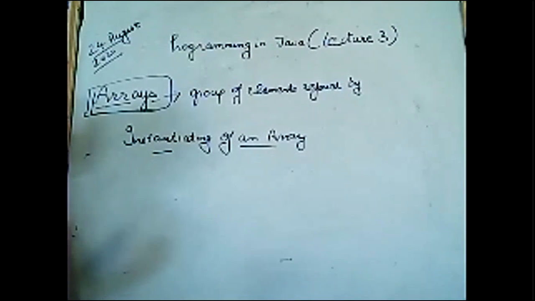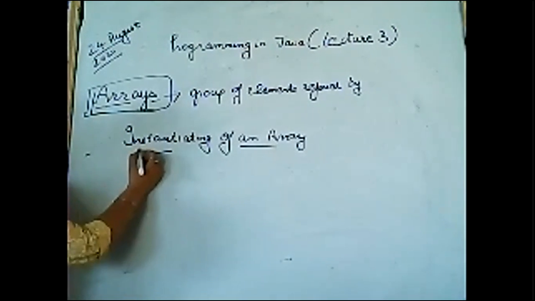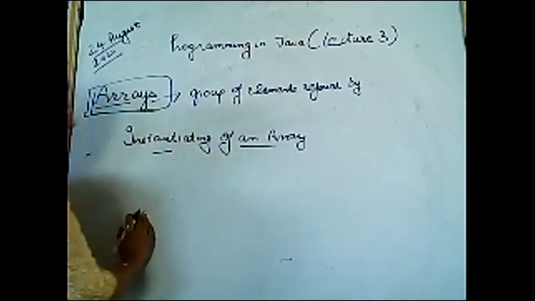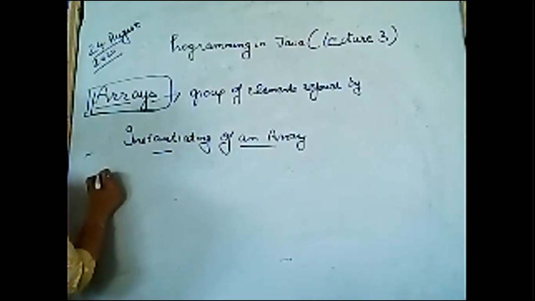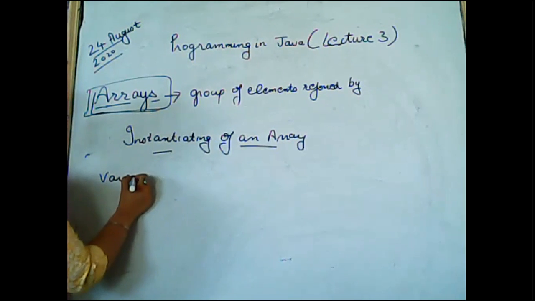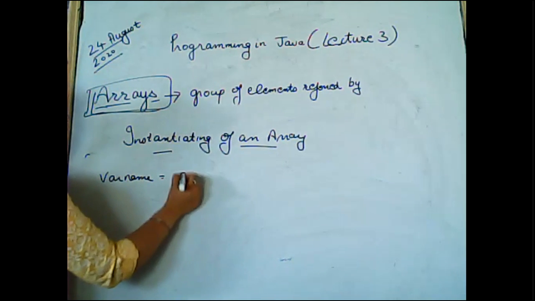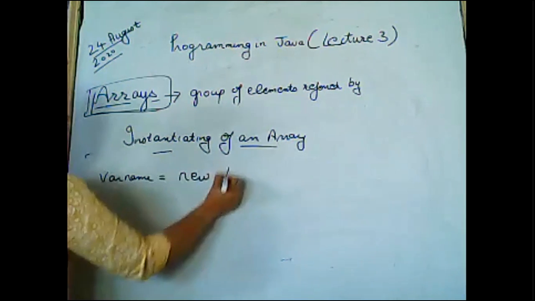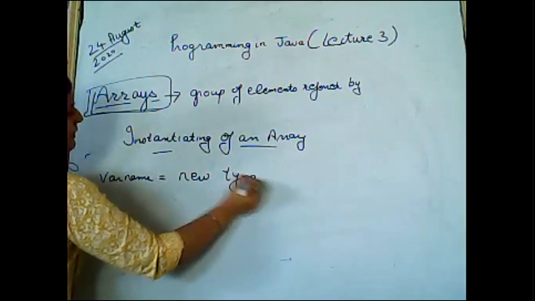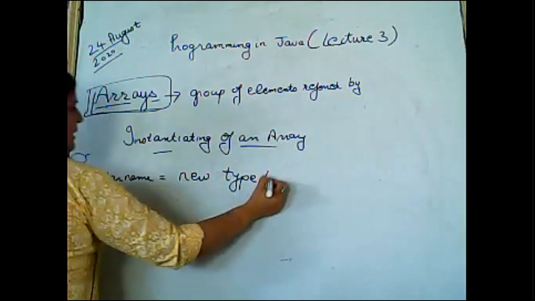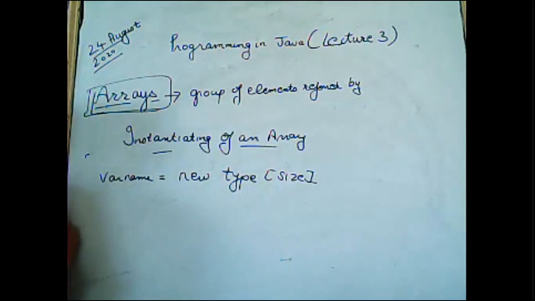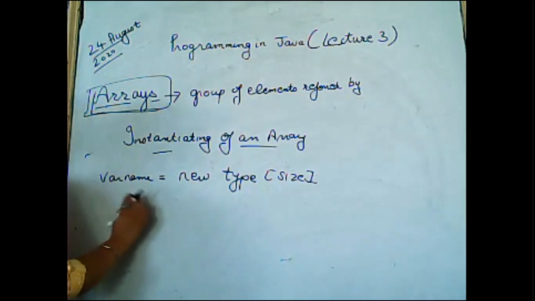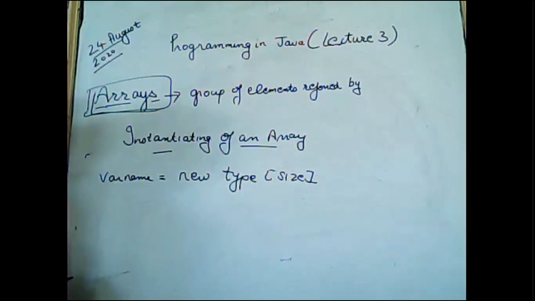So we say that an array is an object, so we need to instantiate that particular array. What do we need to do for that? Let's suppose we have a variable name over here, then we have new, then the type, and the size. Clear? So we need to refer to this as declaring a particular array. This is how we can declare a particular array.